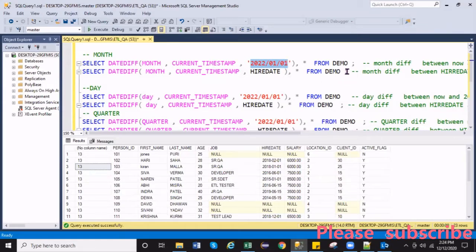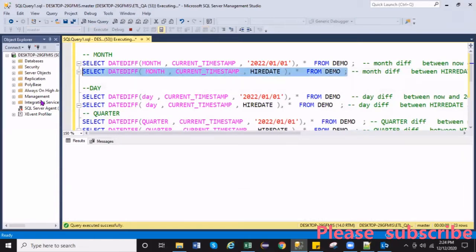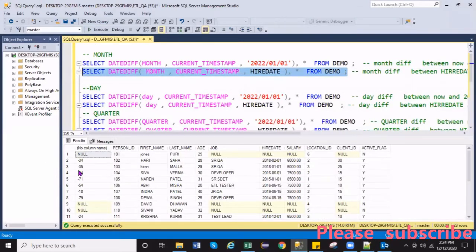Let's find the month gap between now and the hire date for each employee. So you see here, if I ask about Hari, Hari is working as a senior QA for about 34 months, right? From now, 34 months back. That means he was hired 34 months back. See, Singh was hired 79 months back. So it finds the month difference between two dates.